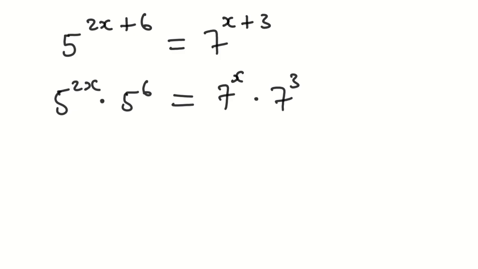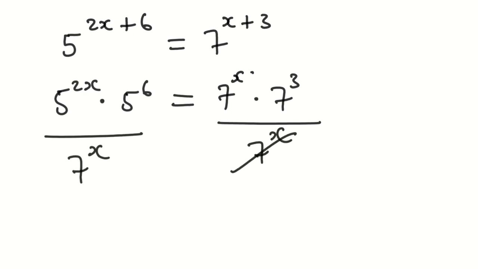So the next thing I'm going to do is to collect like terms based on their powers. Let me show you something. Look at this. This is x. You see that? What is this? 2x. So based on their powers, I'm going to separate the numbers. So what am I going to have? I will divide both sides by 7 raised to the power of x, so that I will bring it to the right hand side.